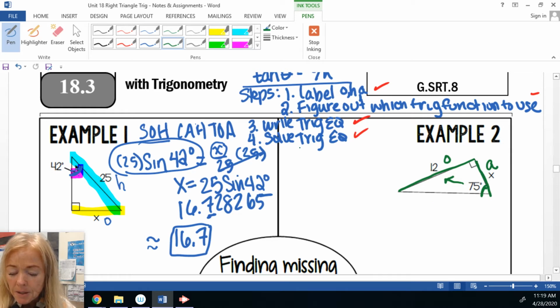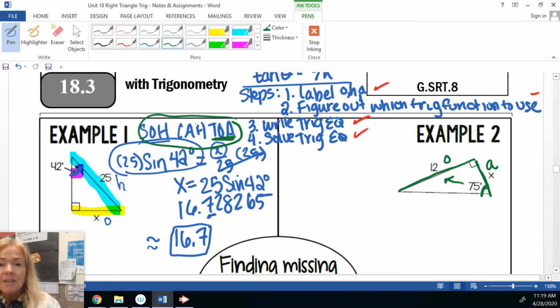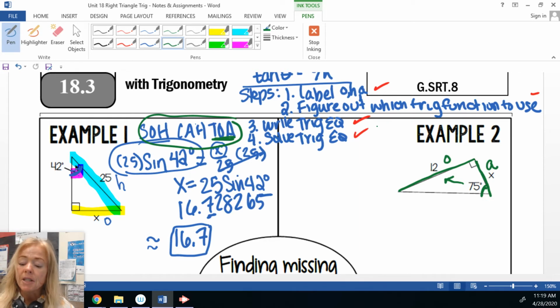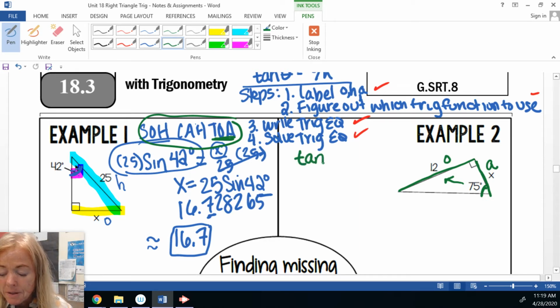So when we deal with SOHCAHTOA over here, O and A is tangent, isn't it? Tangent, T-O-A, TOA. So we figured out the tangent. We've labeled O and A to come up with that tangent function. We know it's tangent, so we're going to write our equation. Tangent, and then always the angle next, 75 degrees, and that's going to be equal to the opposite, which is 12, over the adjacent, which is x. All right, so we've written out our trig equation. Now our job is to solve it.